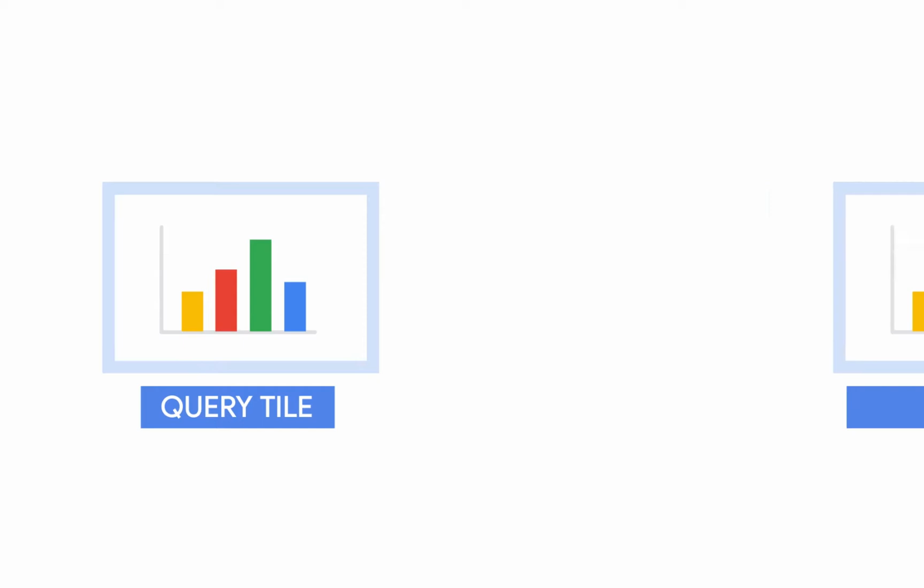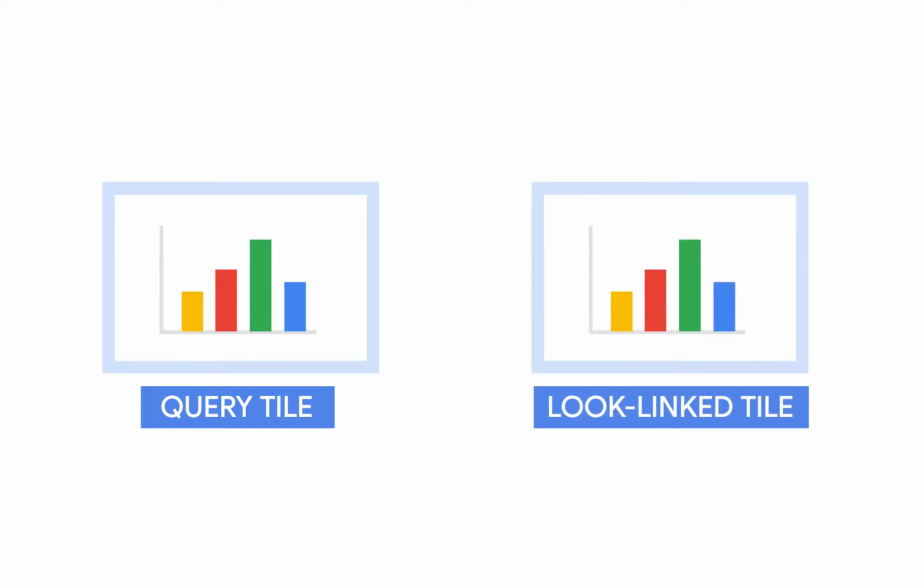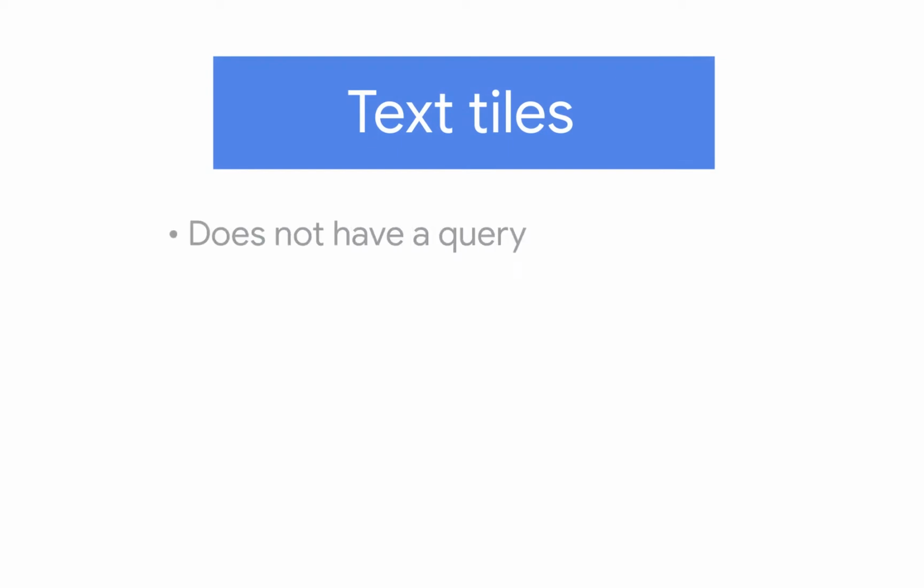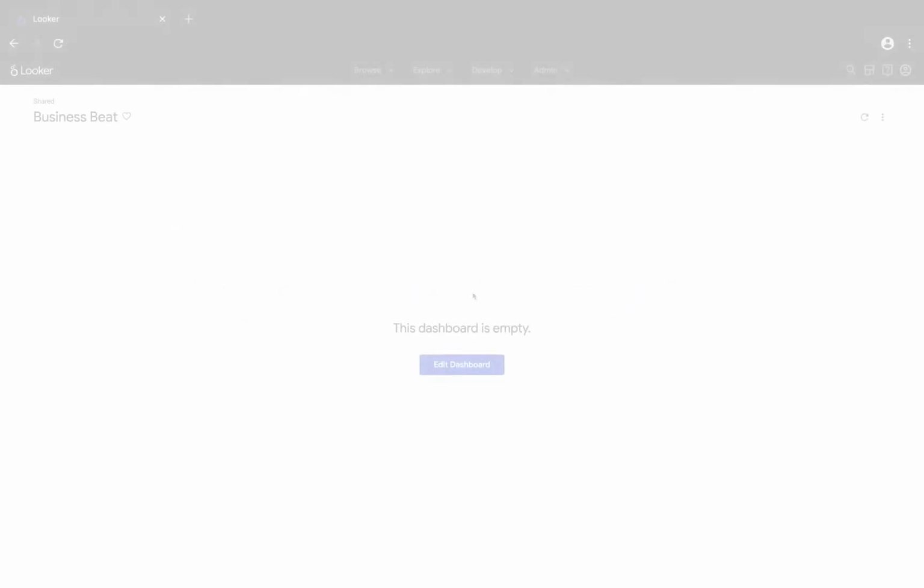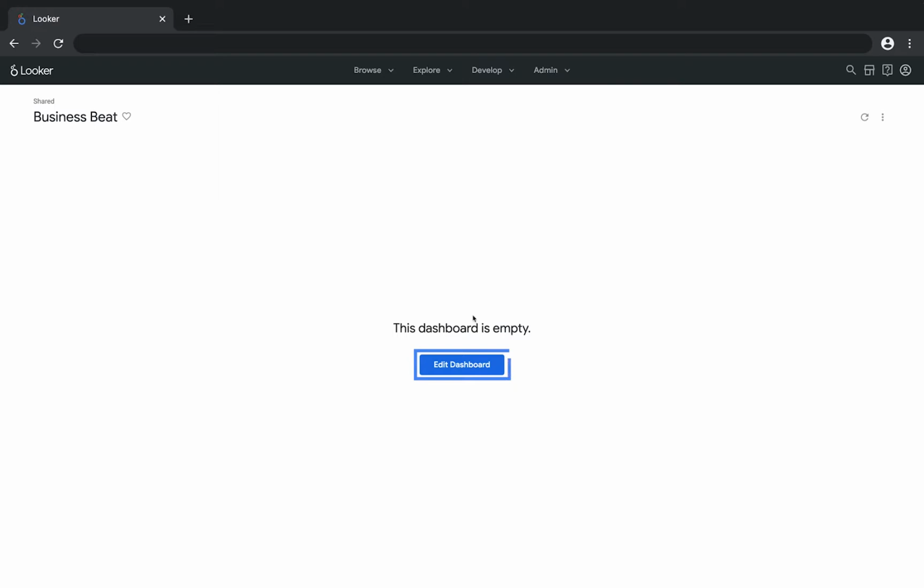Keep in mind that query and look linked tiles have the same appearance. You can also create a text tile, which does not have a query. These tiles can be used to add headers and descriptive text to your dashboards. To get started creating tiles, click Edit Dashboard.